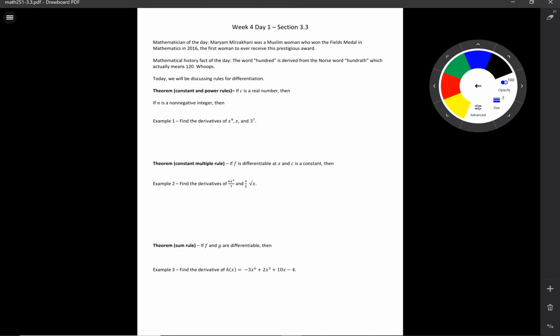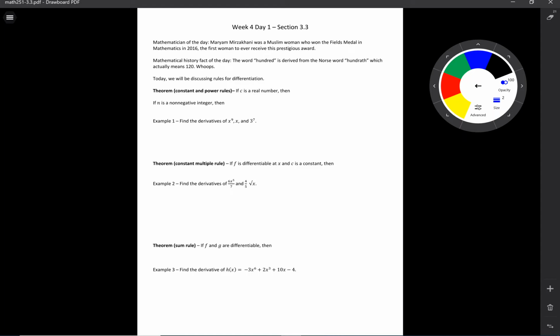And did you know that the word 100 is derived from the Norse word hundrath, which actually means 120? So, whoops, that was kind of a little bit off there on the numbers, isn't it? It's kind of funny.